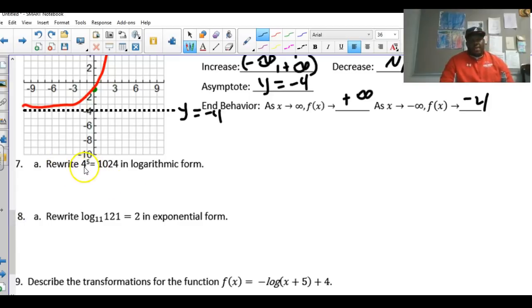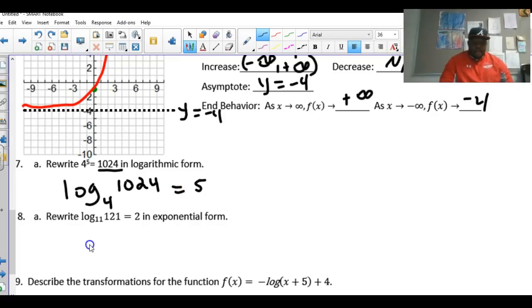All right, this one. Rewrite 4 to the 5th equals 1024 as a logarithmic form. Remember, this is your base, so you end up with log base 4. That's your answer, and it equals your exponent.